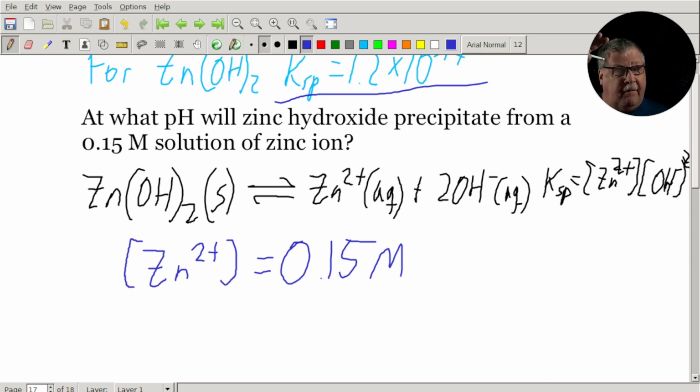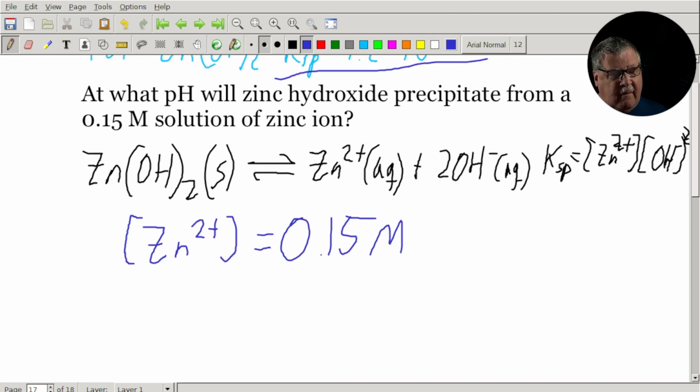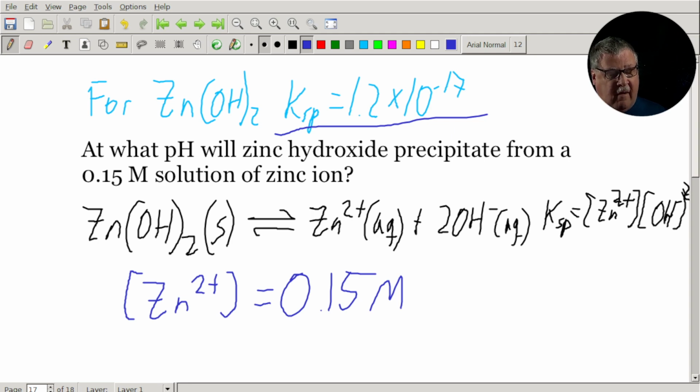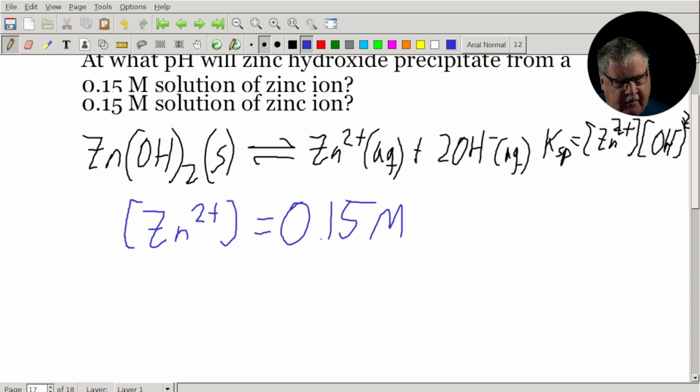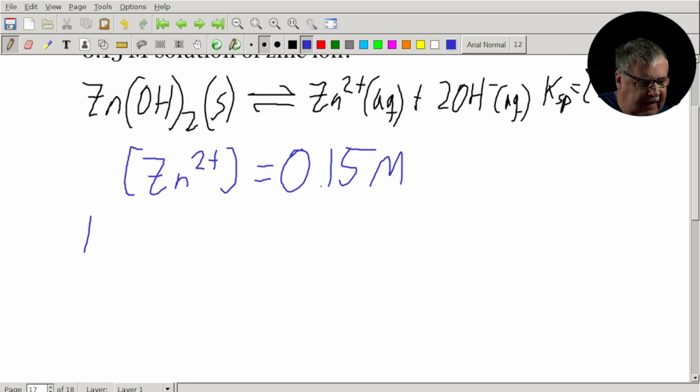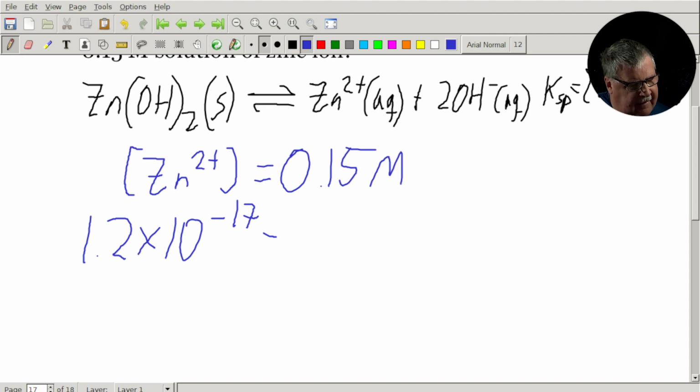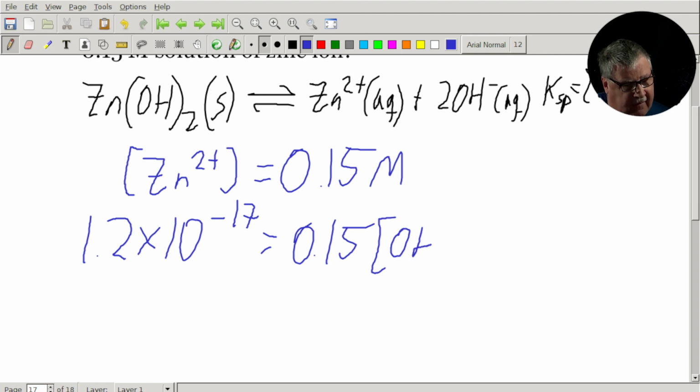So essentially all we have to do is say, assuming what we've said before is true, that if the mass action expression for a solubility product Q is equal to this value K sub C, then I'm going to start seeing zinc hydroxide precipitating out. So basically I want to figure out what concentration of hydroxide ion I need to do this. So I can plug that in. It's 1.2 times 10 to the negative 17th, and that's equal to 0.15 times whatever the concentration of hydroxide ion is squared.